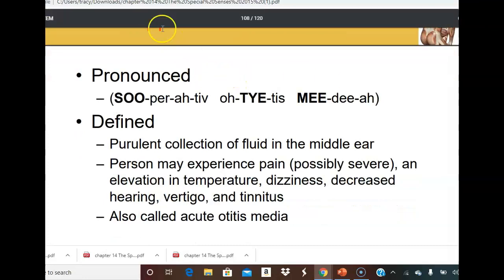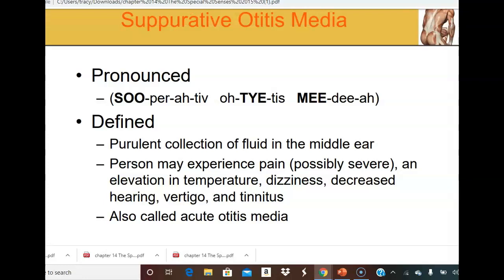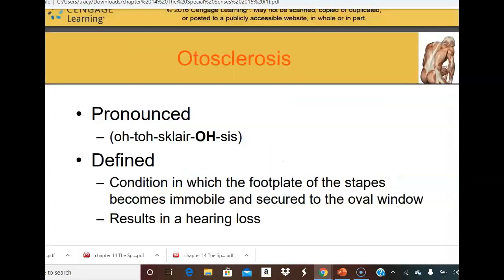Then we have something called suppurative otitis media. Suppurative is just another word for pus. We talked about purulent being pus, and suppurative indicates pus as well. So this is where you actually get a collection of pus in the middle ear. It can cause all the same symptoms as an otitis media, but essentially it's a synonym of acute otitis media. Usually you won't see suppurative, but if somebody notes a greenish color, usually it's red and inflamed. So most of the time this will be called acute otitis media, not suppurative.